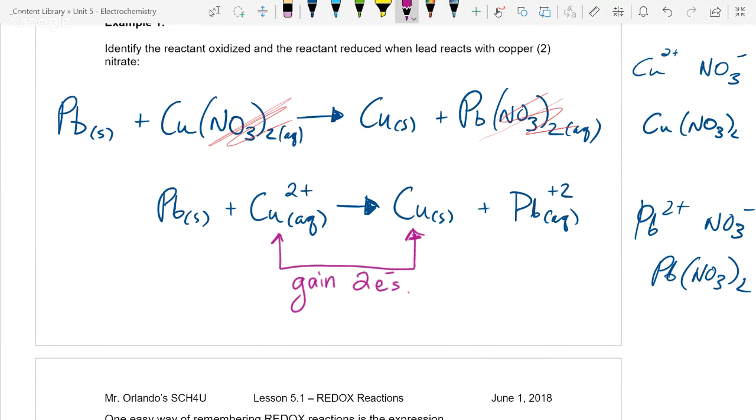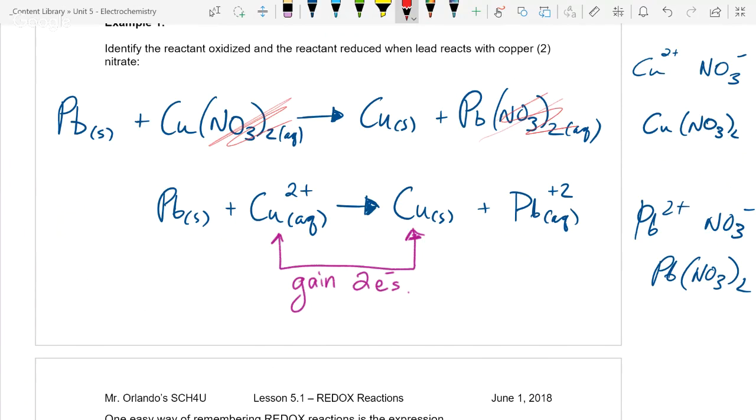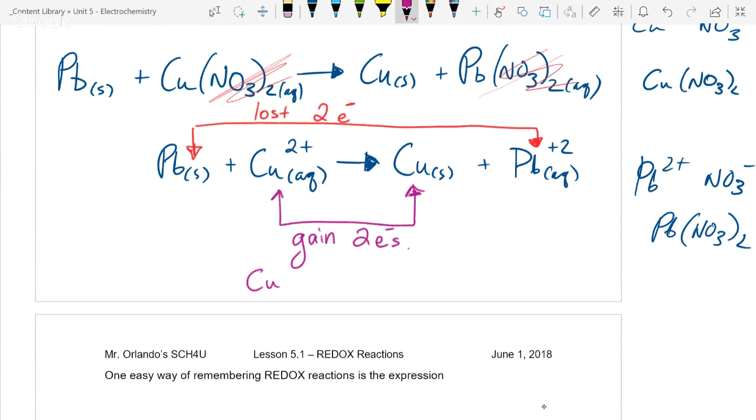That makes sense? Now, on the other hand, if we talk about lead, what happened to it? It went from being stable and solid, full shell, to having a +2 charge. What then must have happened to lead? It lost 2 electrons. Now, based on the naming above then, what can we say? If copper gained electrons, then we can say copper is what? Oxidized or reduced? Reduced.